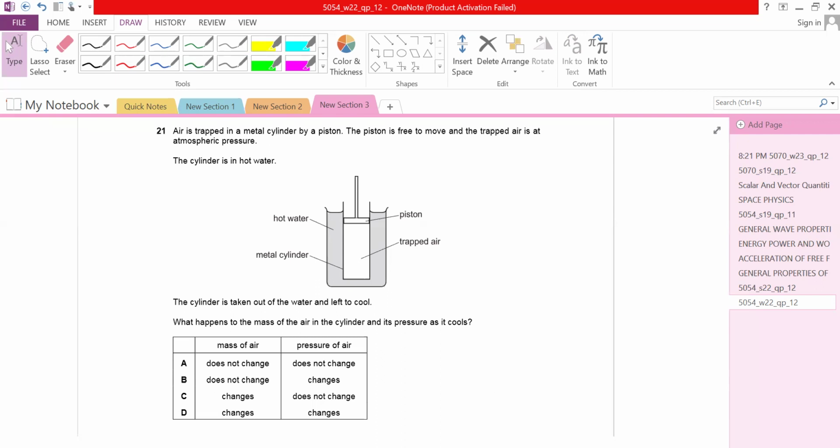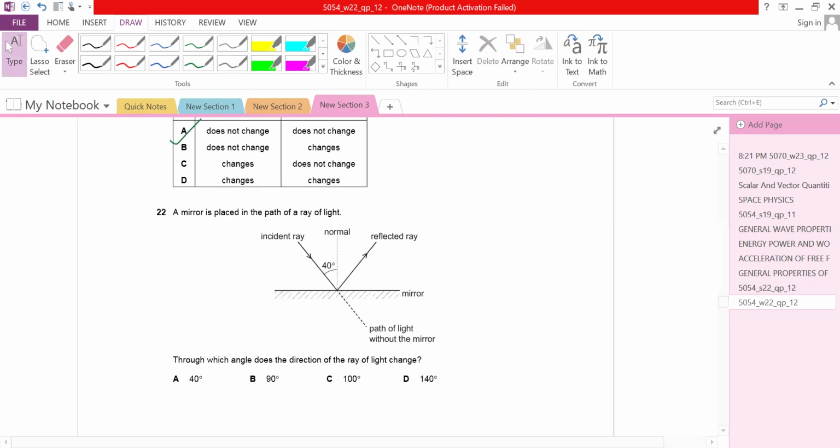As you know, temperature is directly proportional to volume when the pressure is constant. So according to this, when the temperature decreases, the volume decreases. So there is no change in the mass of the air and no change in the pressure of the air. So the option is correct for question number 21.